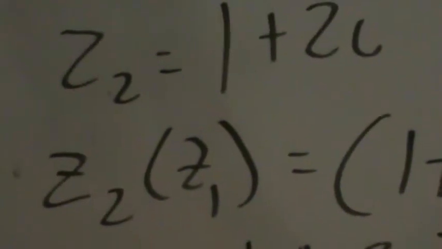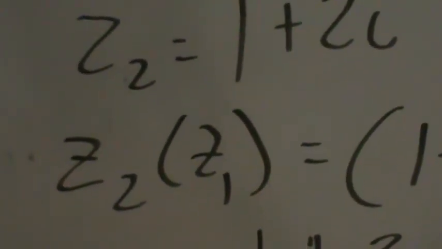So if we do z2 times z1, which would be the same as z1 times z2, we get (1 + i) times (1 + 2i), which let's say is equal to z3, and from that we'll get that that's equal to negative 1 + 3i. And I'm going to show you how we get this.